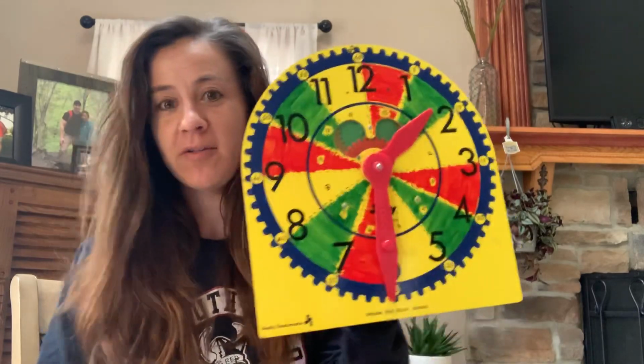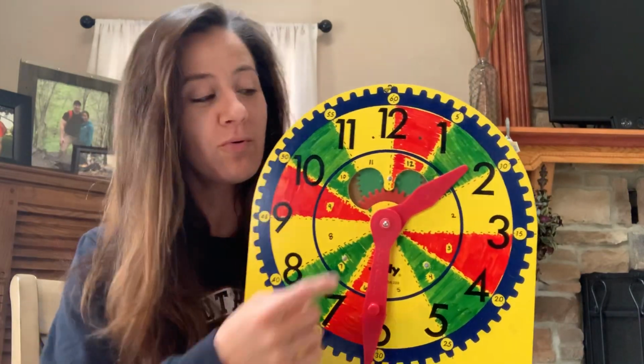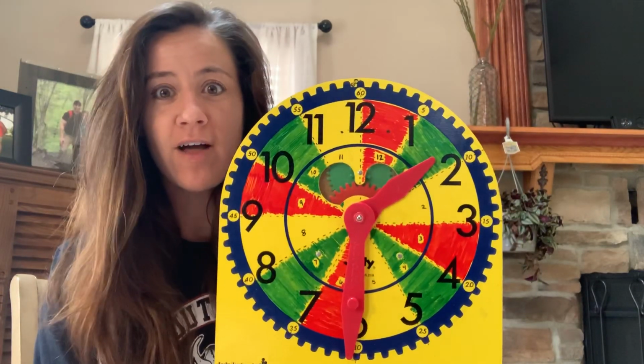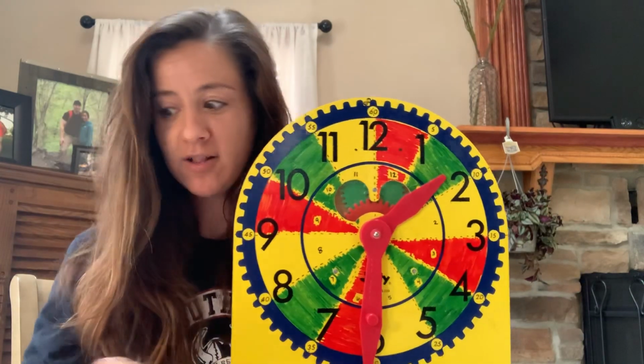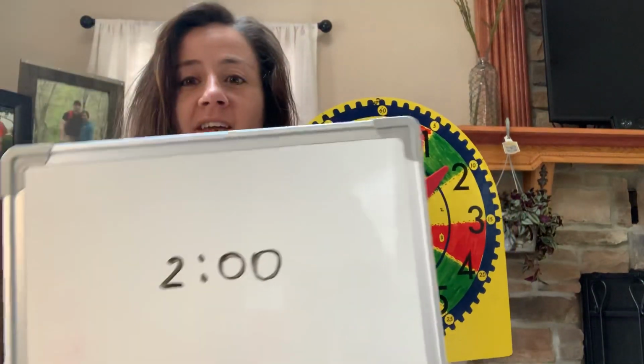Hello first graders, so today we are going to be talking about clocks. Now this clock should look familiar, it's one from school, and remember we have two hands on our clock today. Now this is called an analog clock. Sometimes we see clocks that look like this. This would be a digital clock.